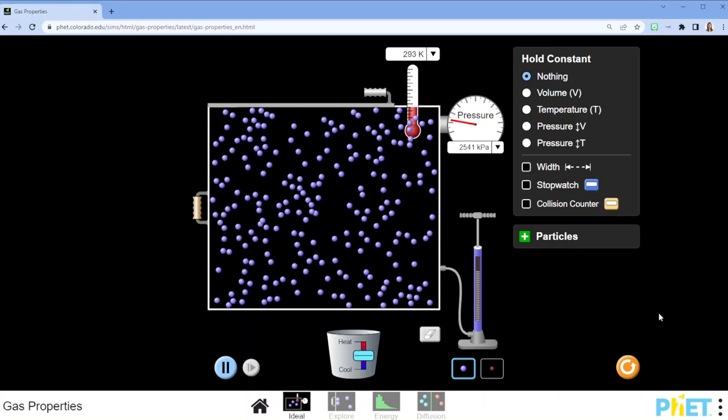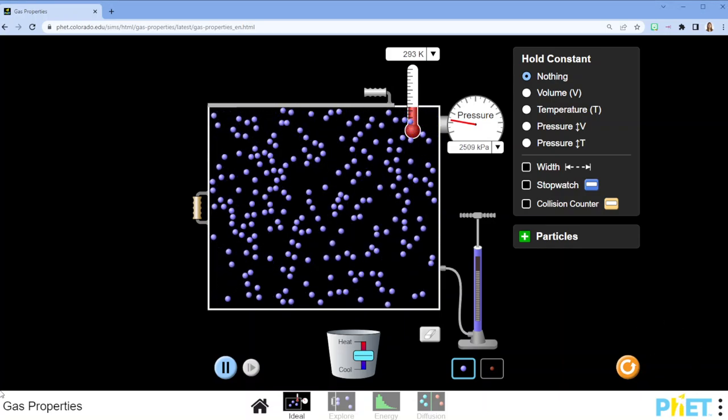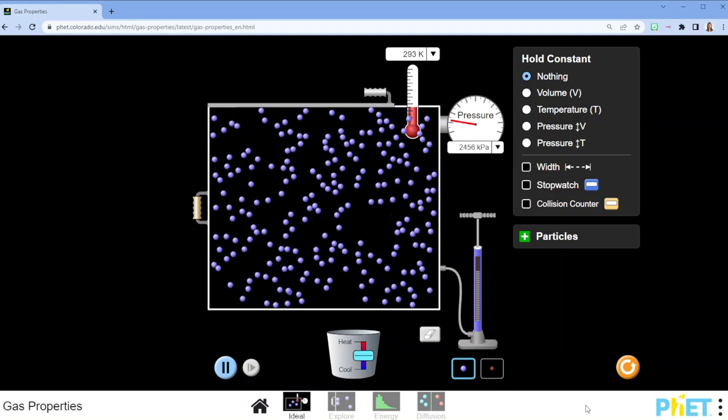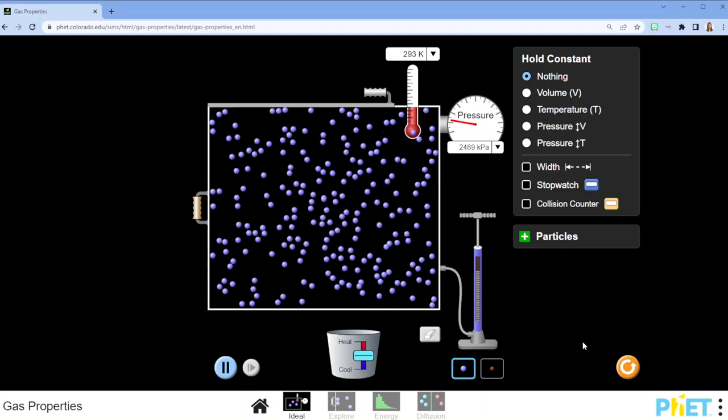So here's a simulation on ideal gases. It's actually on gas properties from the PhET group. And we're working with ideal gases here.